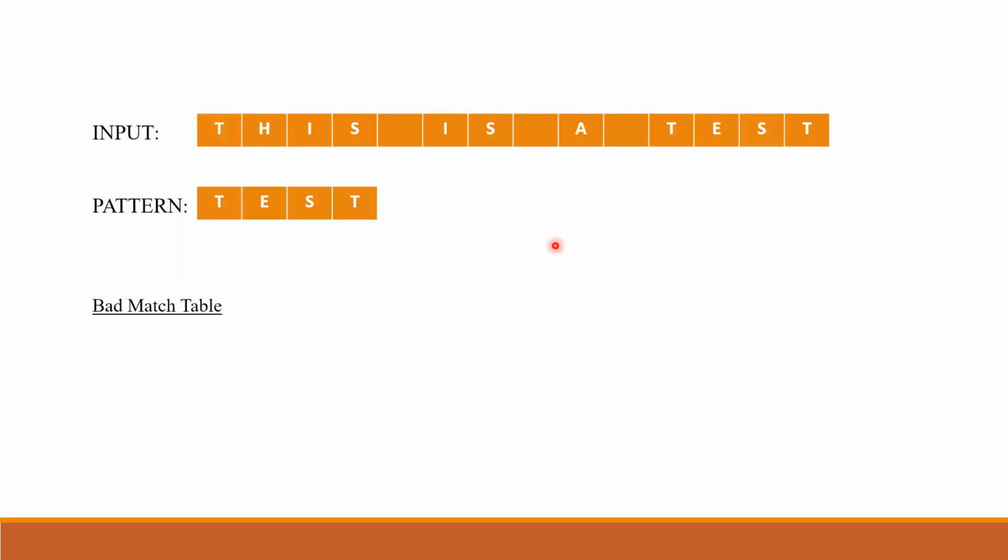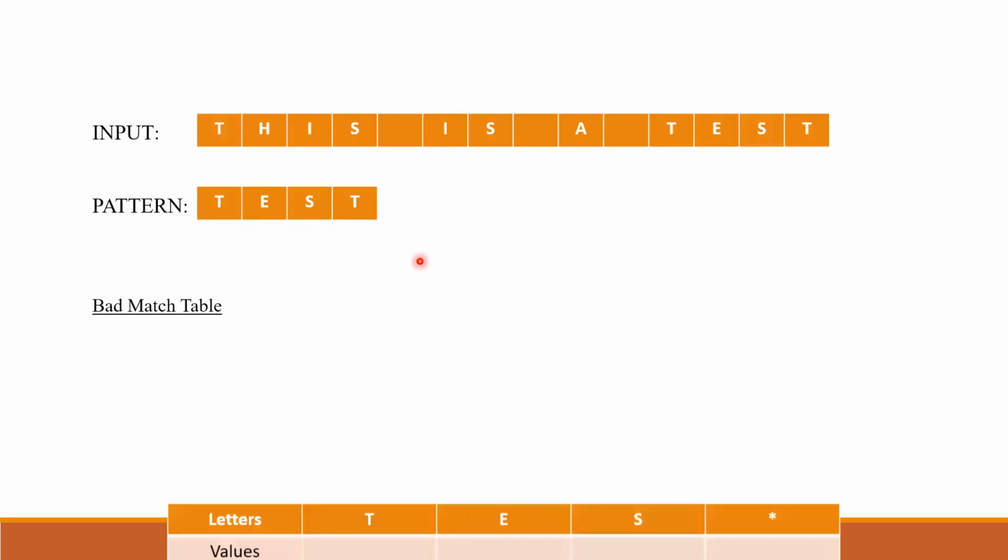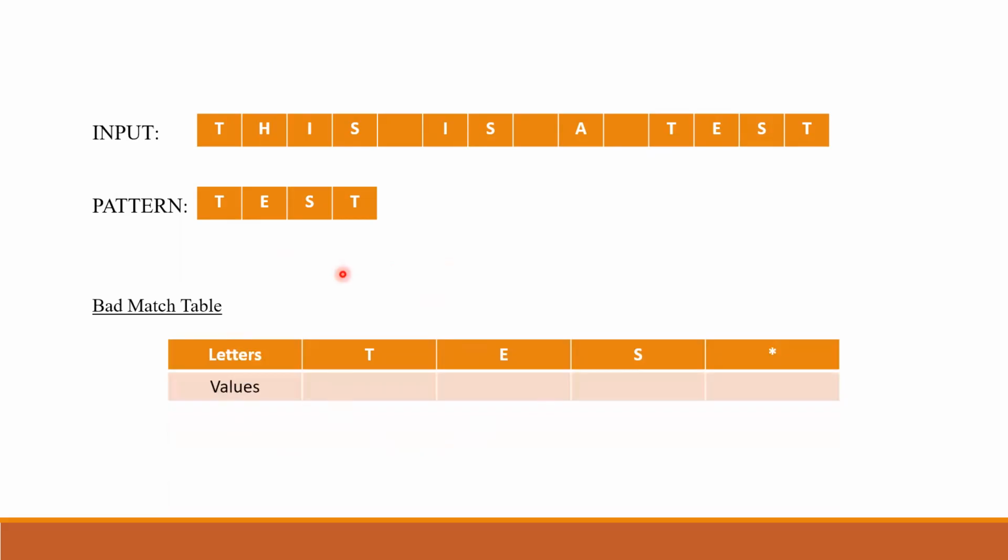For that, we iterate through the pattern and we construct a bad match table. As you can see, there are two T's in the original pattern, but the bad match table has only one T. Now, we calculate the values associated with each of the letters. For that, we calculate the length of the pattern minus index of actual character minus 1. And then the values associated are max of either 1 or the calculated expression.